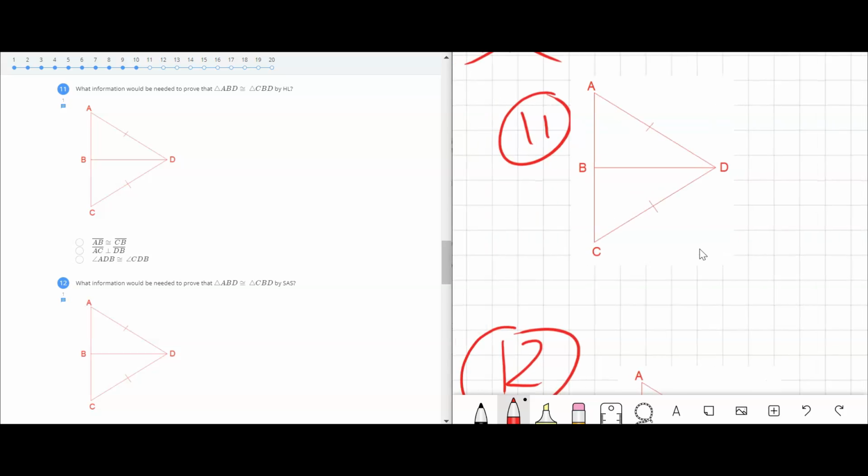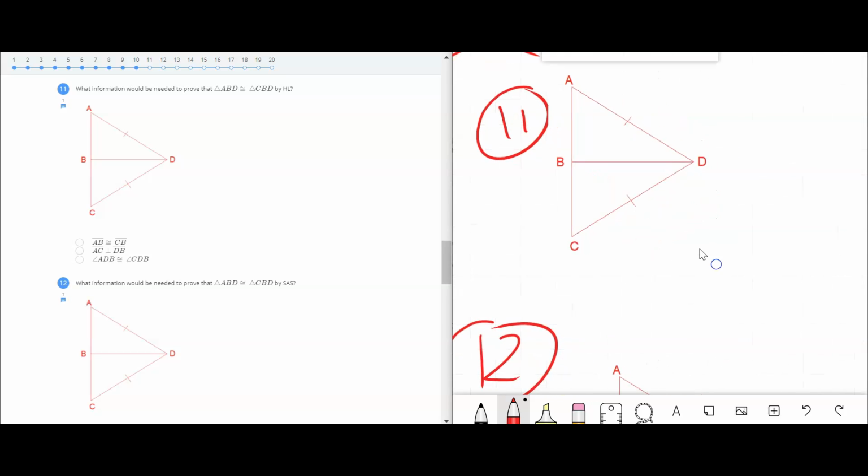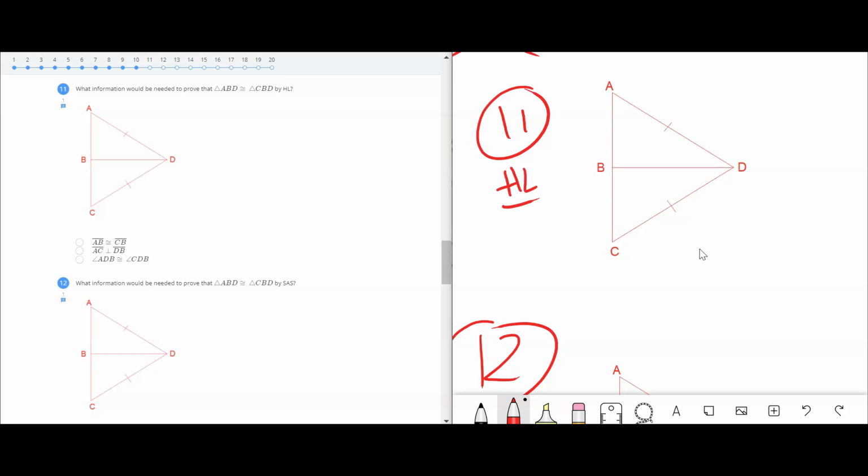Sorry, trying to zoom in here. Cool. All right, so on number 11, how do we make it HL? What would we need? Well, for HL, it needs to look like angle-side-side, so we would need a right angle, and we would need a side right here, right? So on the other side, it would be a right angle and a side. So what do you call this point that makes two equal sides and makes right angles?